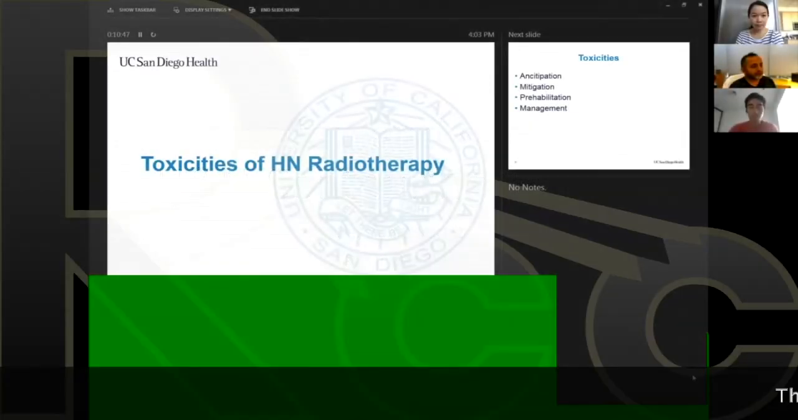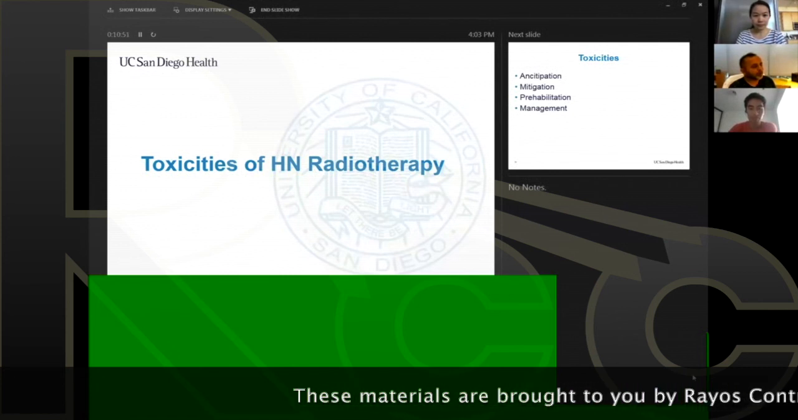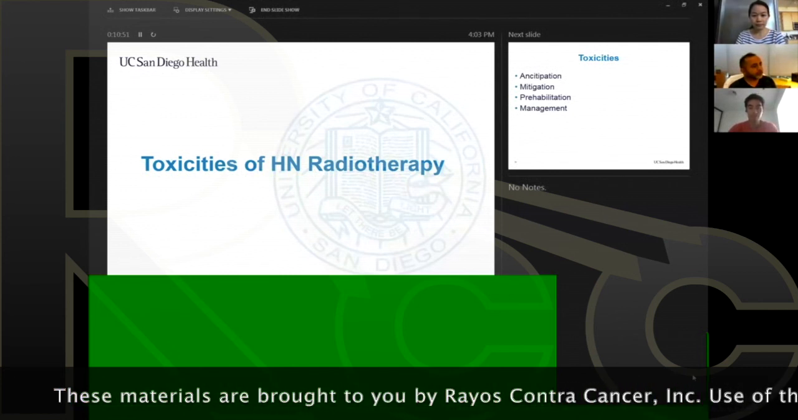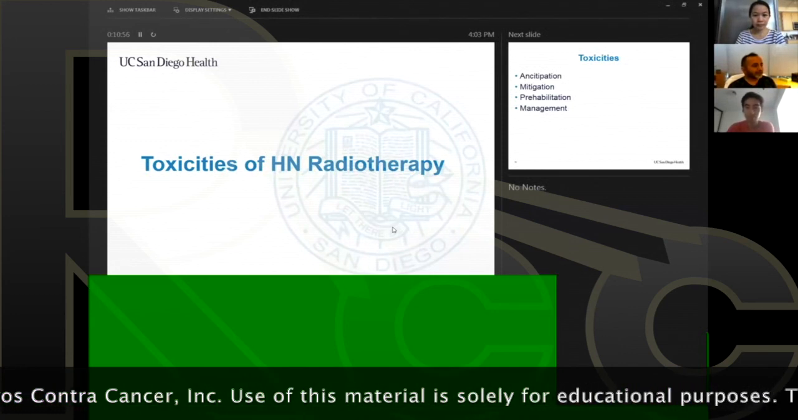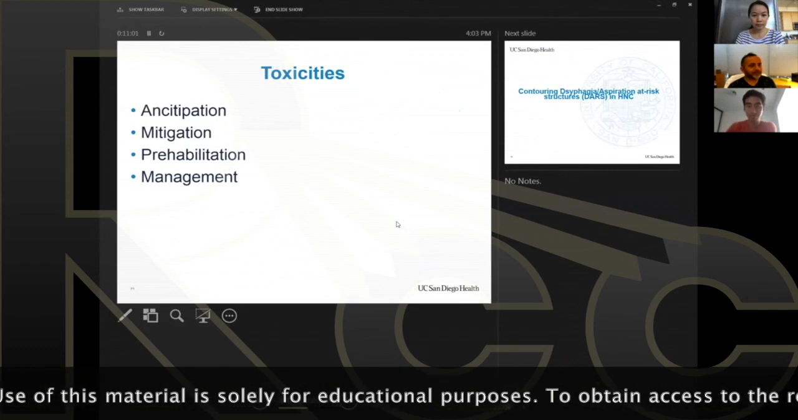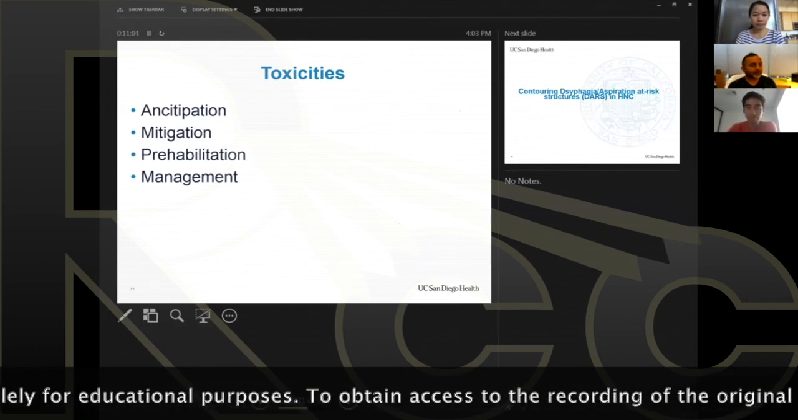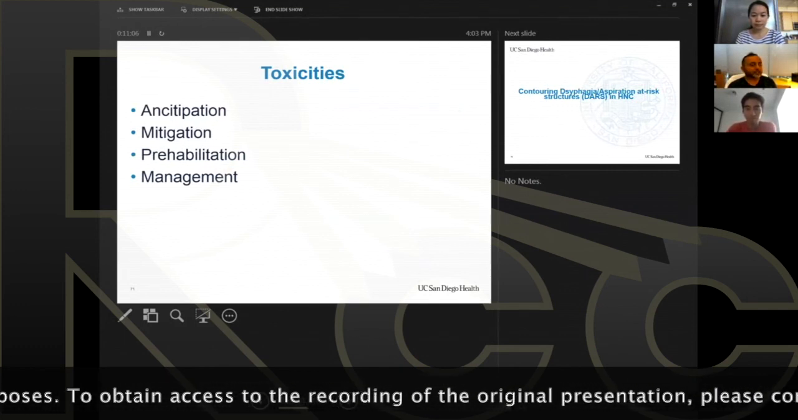And this is a significant issue, as you know, in a lot of our head and neck patients: the ability to eat and the ability to swallow. And so we're going to talk a bit about that, how to anticipate that and how to manage that. I do think that the next frontier in head and neck cancer is swallowing, is managing toxicities.